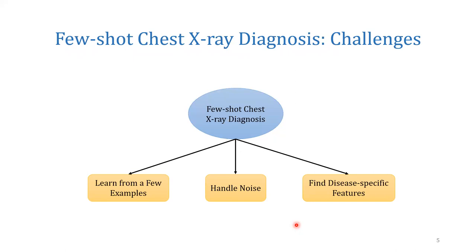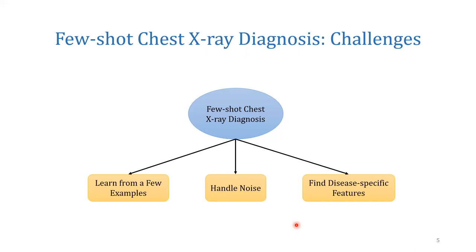those kinds of images, in most cases, have some kind of noise. This noise may be generated due to different causes. One cause may be the scanner. There can be noise in the labels as well, because large-scale radiology image datasets often use natural language processing techniques to find the labels corresponding to the images. And these NLP techniques often result in noise in the labels as well. So we can have two types of noise: noise in the images and noise in the labels. So alongside learning from a few examples, we need to handle noise.